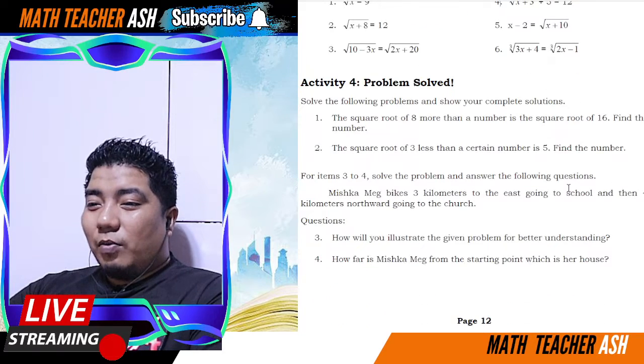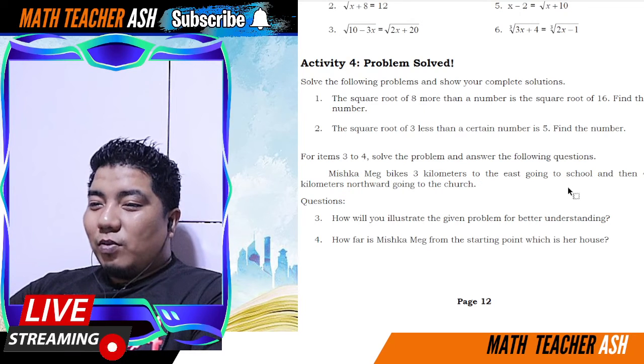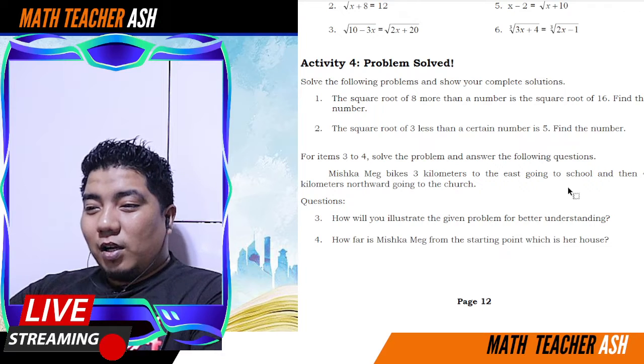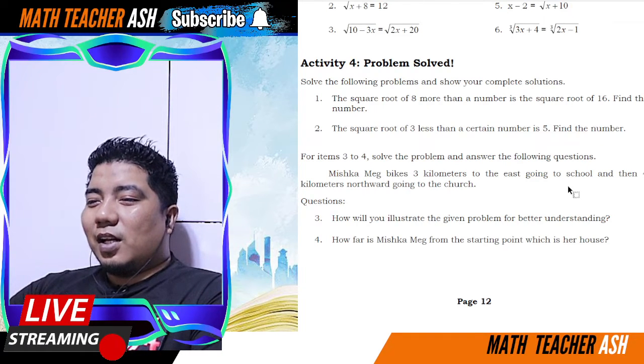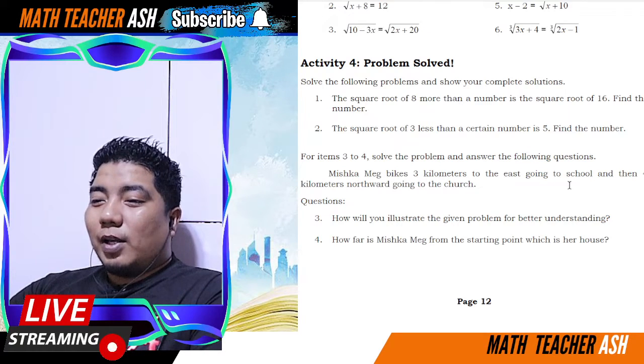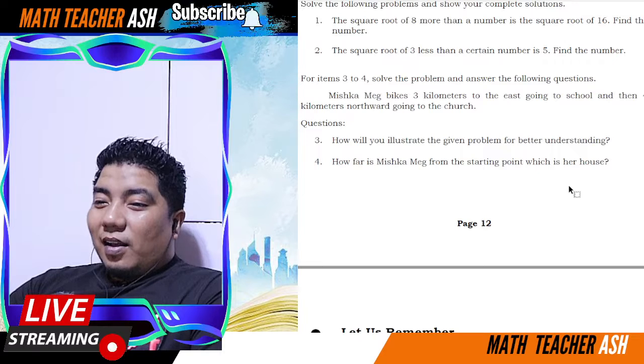Okay, same here. We have activity 4. Same as before. The square root of 8 more than a number, so the square root of x plus 8 equals the square root of 16. Then solve. The square root of 3 less than a certain number, so the square root of x minus 3 equals 5. Solve.